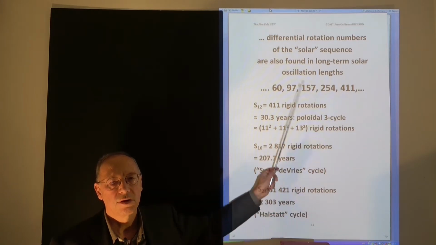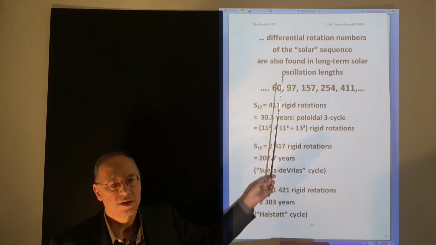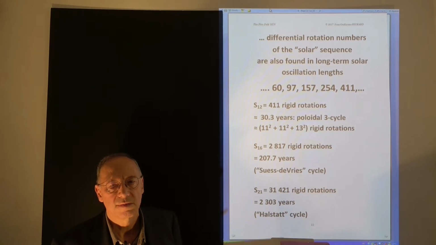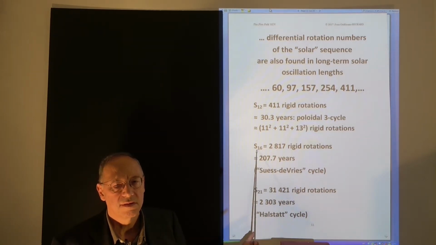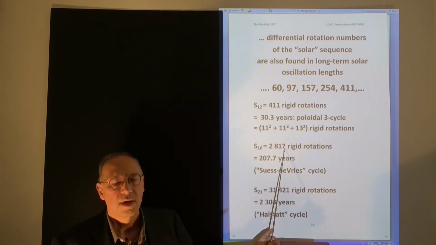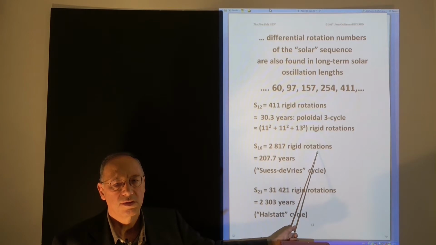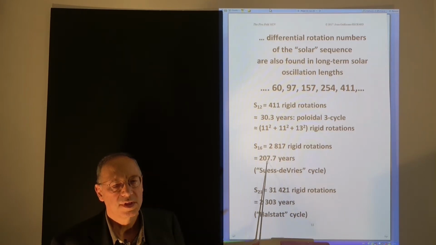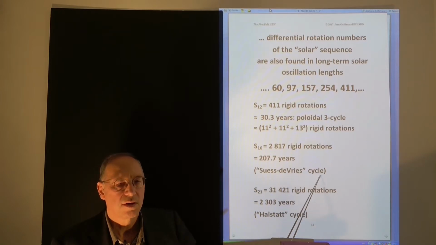Also, in the longer term, the same series of generalized Fibonacci numbers is found in long-term solar oscillations. The 16th solar sequence number is this total, and in rigid rotations corresponds to 207.7 years, which is within error bars identical with the well-known Suess-de Vries cycle in solar activity.